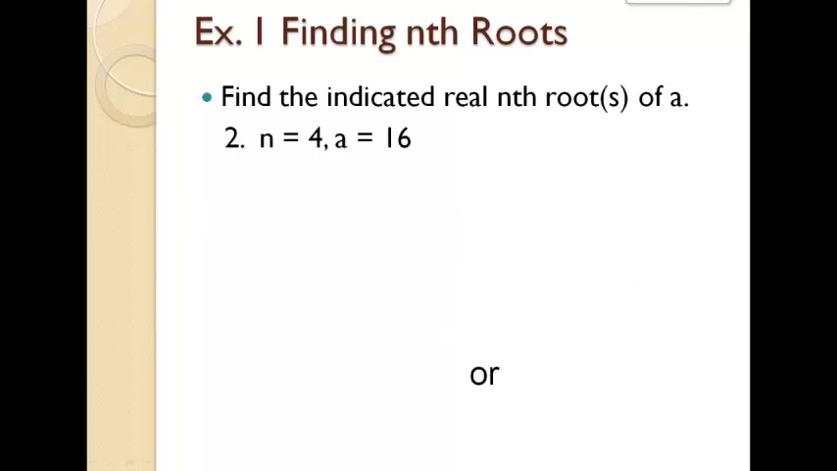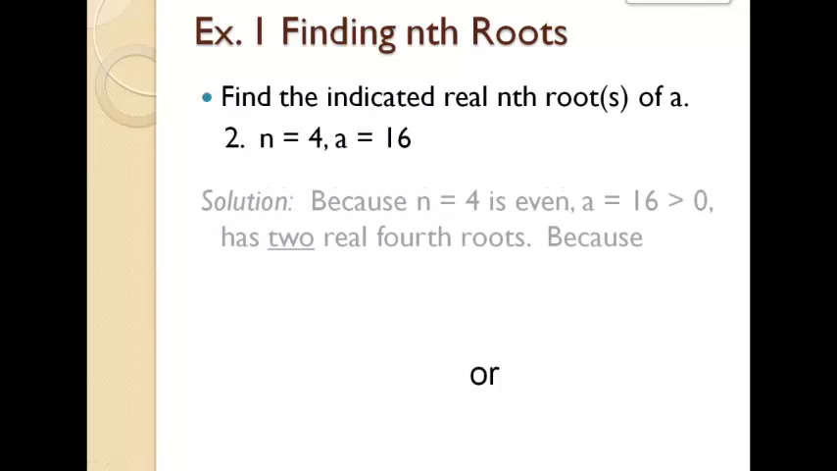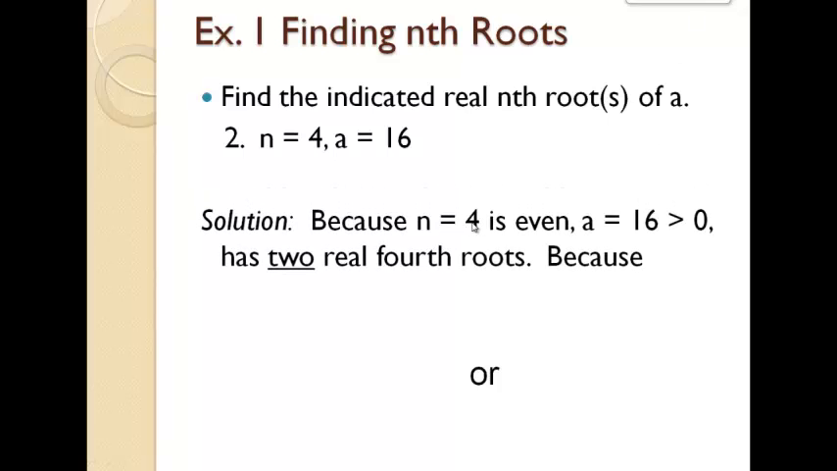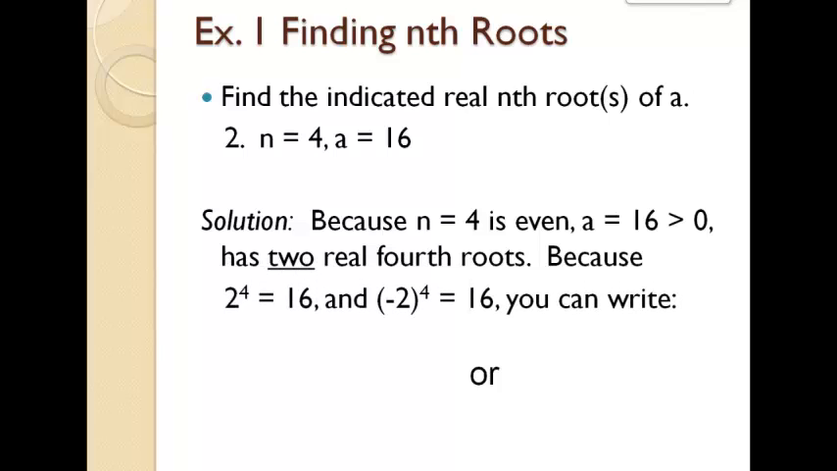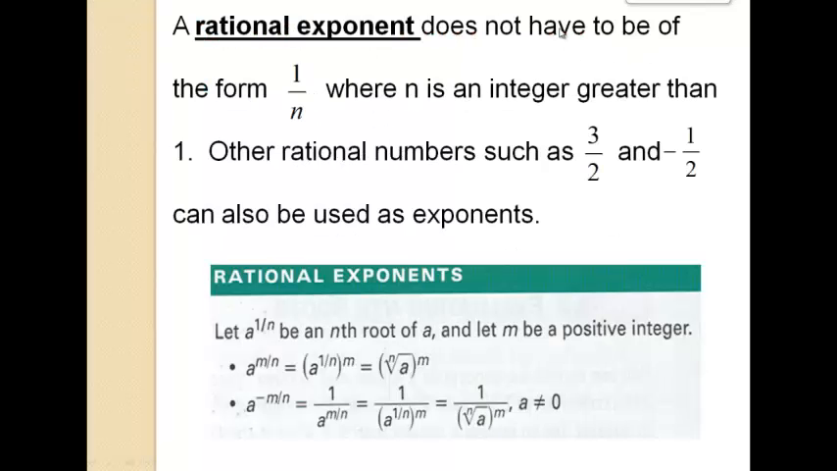Finding nth roots when n is 4 and a is 16. So I'm going to take the fourth root of 16. It's even, and 16 is greater than 0, so I'm going to have 2 real fourth roots. And that's going to be 2 or negative 2. So the fourth root of 16 is positive or negative 2, or 16 to the 1/4 is positive or negative 2.